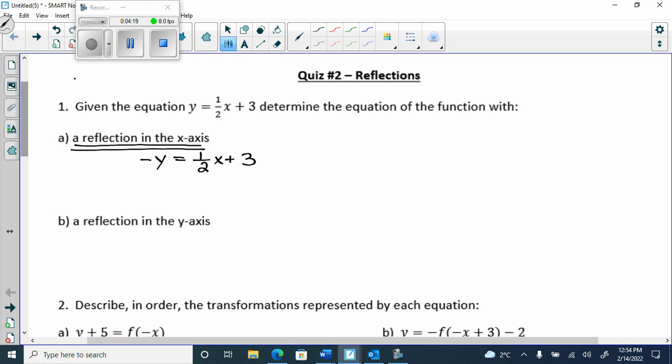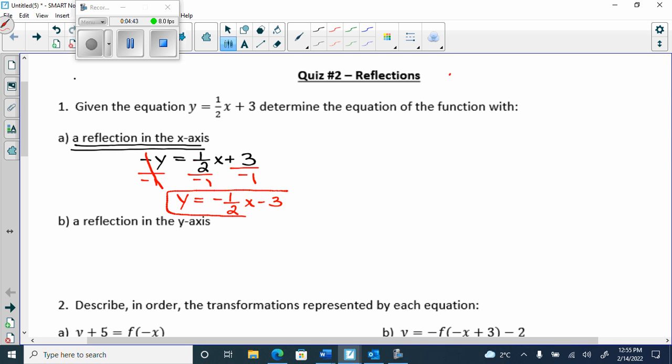Which is great, except I want it in y equals. So how am I going to have to get it into just plain old y equals? Divide by -1 every term. This one is usually done poorly. Divide by -1, divide by -1, divide by -1. And I get y equals -1/2 x minus 3.